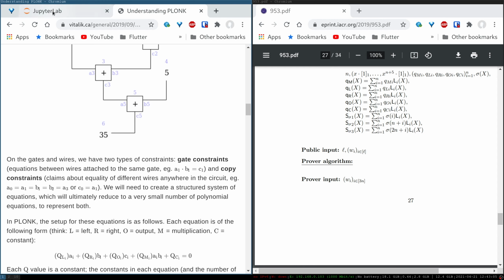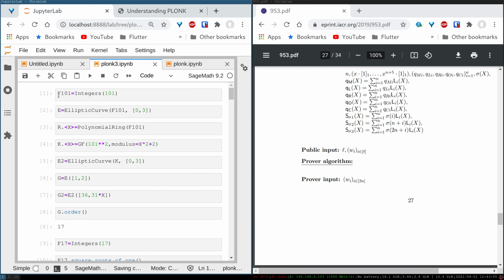Okay, let's get started. So what we have is F101, the integers modulo 101. So all the numbers between 0 and 100. Then we build the elliptic curve over this field with the equation y squared equals x cubed plus 3, which leaves us an easy generator point, the point at x equal 1 and y equal 2, because 1 cubed plus 3 is equal to 4, which is the square of 2. So that's one generator point.